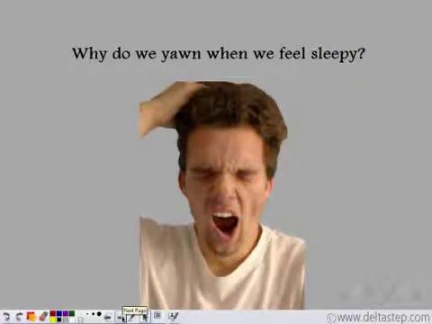Now, why do we yawn when we feel sleepy? Well, we yawn so that we can forcefully take in a lot of oxygen in our body. Oxygen provides energy inside the cell. The oxygen that we breathe in gets converted inside our cell to form carbon dioxide and ATP, which is the energy currency of the cell. So this is our body's mechanism to keep us active when we fall sleepy.